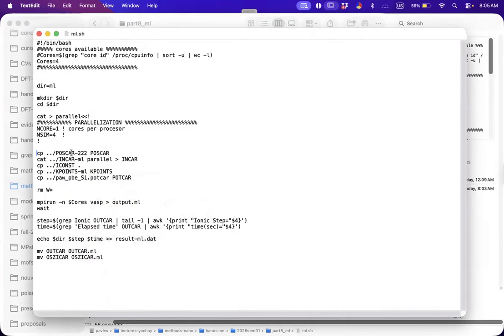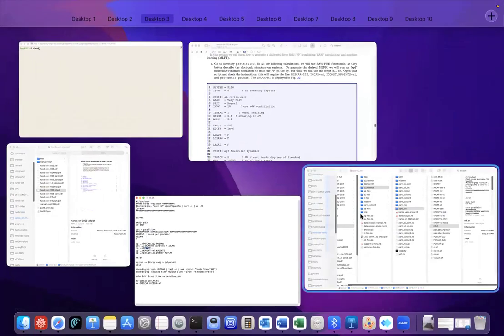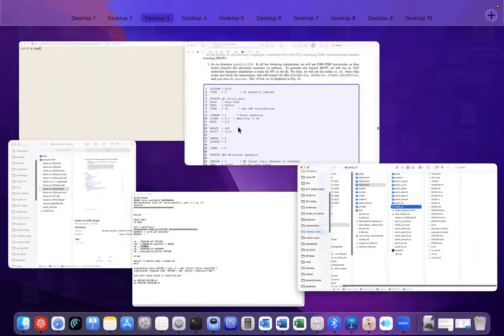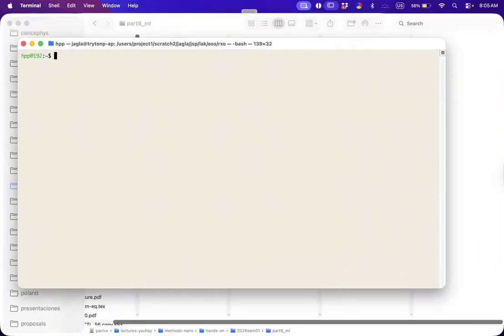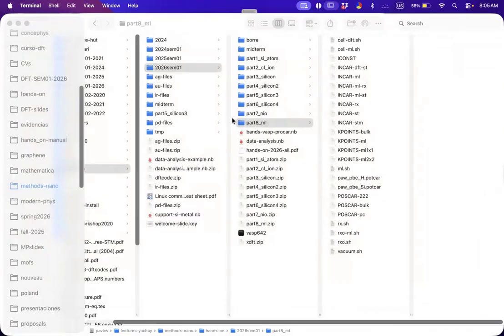So first thing, I'm going to open the POSCAR. I'm going to investigate what is this POSCAR 2 by 2 by 2 and the INCAR ml and ICONS. Okay, let's check all the files. First of all, the POSCAR. So I'm going to open a terminal here.